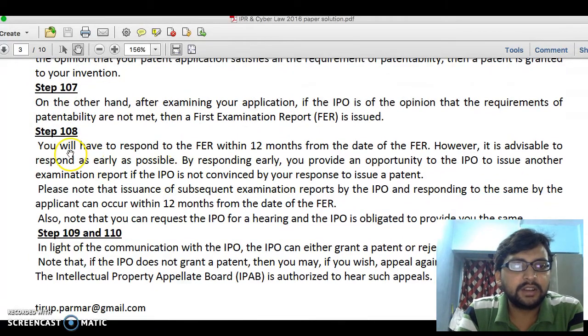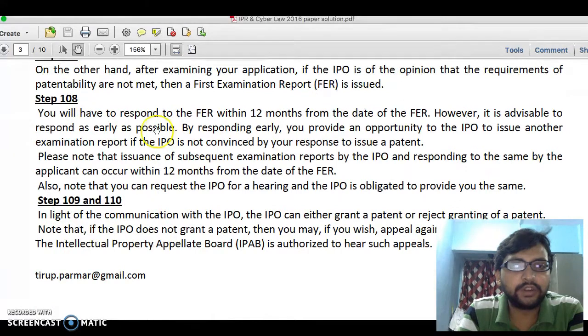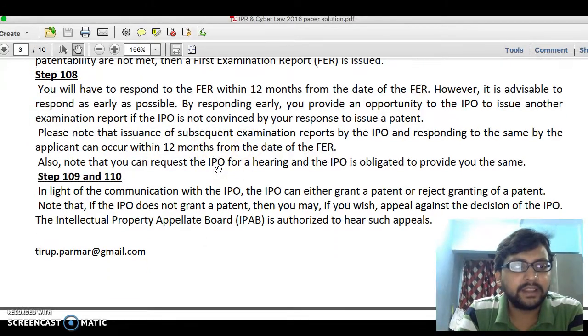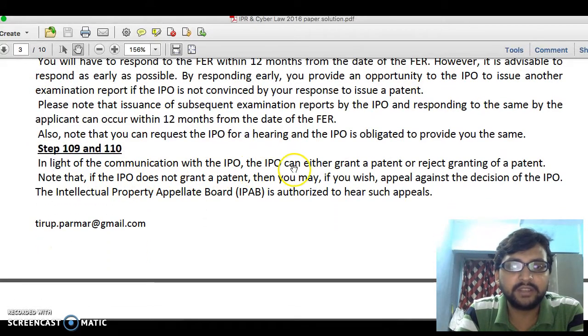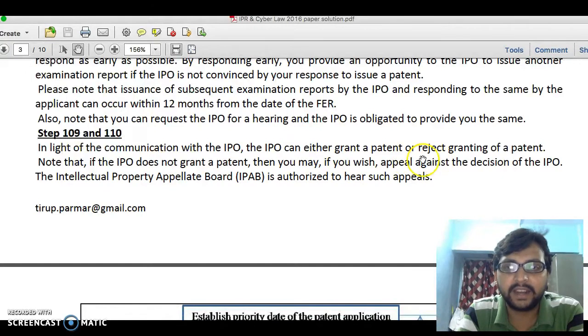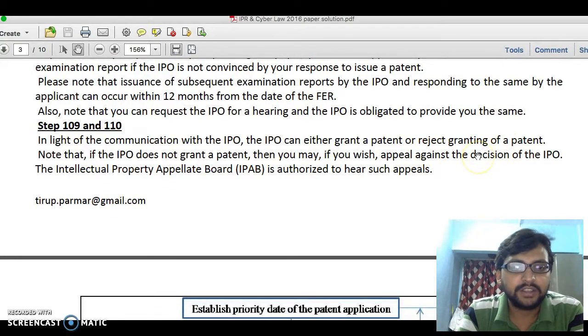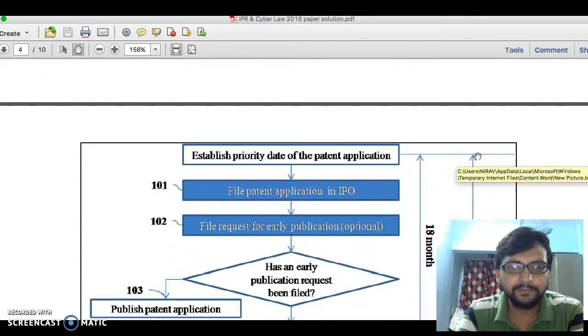The next step is you will have to respond to the first examination report. FER means first examination report, and you will get 12 months to recover those loopholes. However, it is advisable to respond as early as possible. By responding early, you provide an opportunity, right? So everything is the same. Then the next step, in light of communication with the IPO, the IPO can either grant a patent or reject a patent. So let's study the same thing.